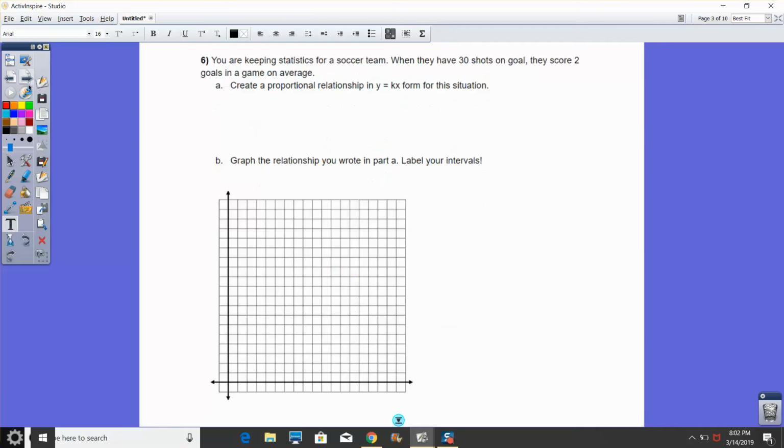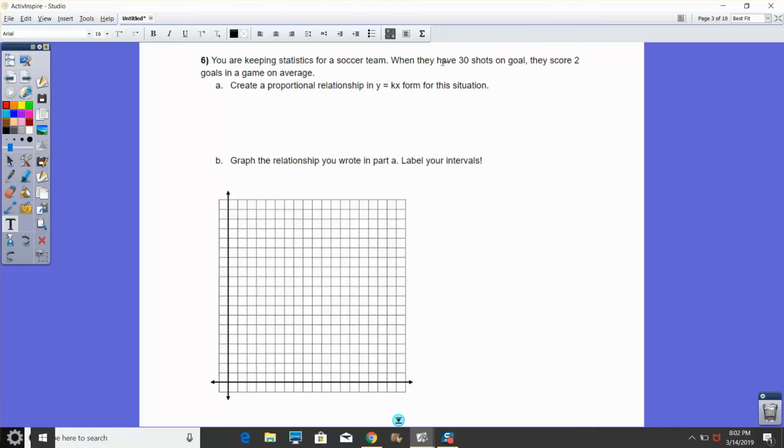Now, here is a situation where we have another proportional relationship, but we have to take an extra step here. In this problem, we are keeping statistics for a soccer team, and we realize that when they have 30 shots on goal, which means that they try to score a goal 30 times, they end up scoring 2 goals in a game on average. Okay, now the only thing I can see here is we actually would probably want to rewrite this problem slightly, in that we would want to indicate what x and what y would be.